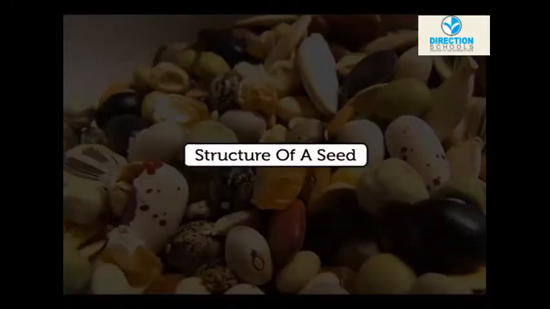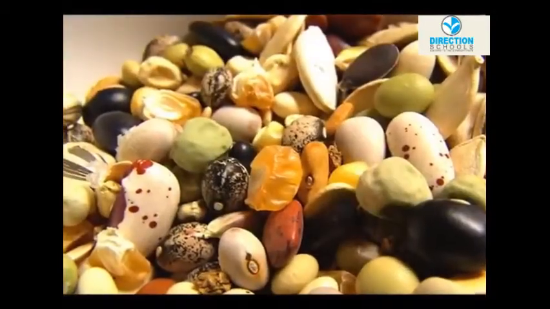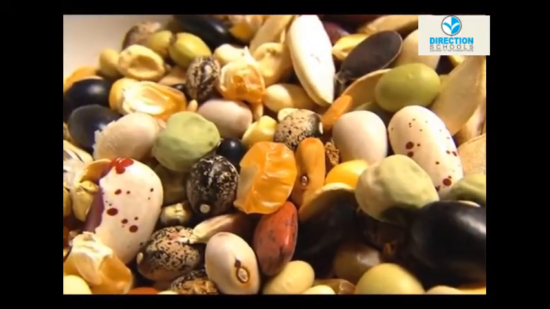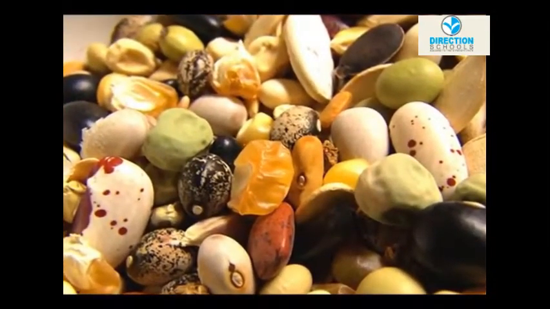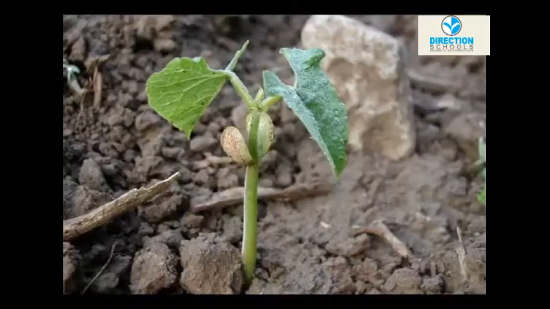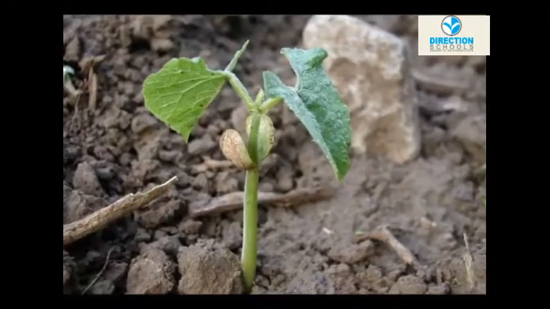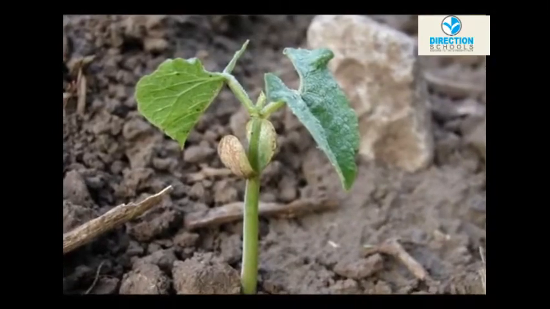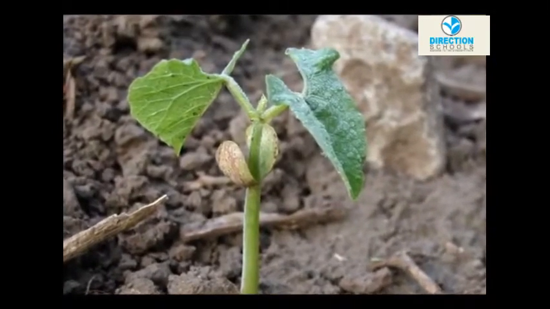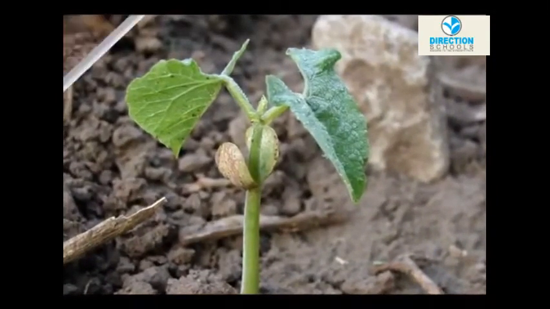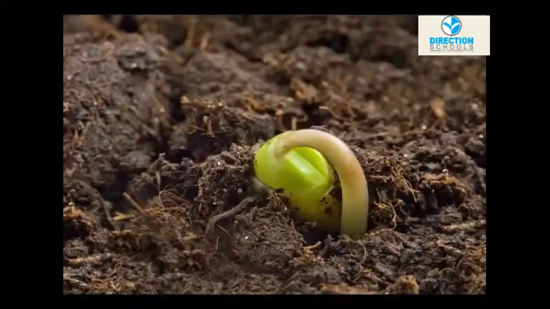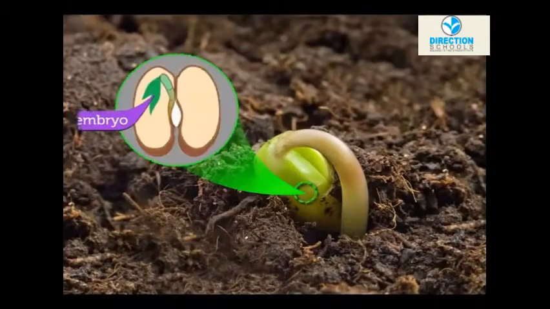Structure of a seed. Seeds are like parcels with tiny plants inside. Every seed contains whatever it needs to start growing into a new plant. The baby plant inside the seed is called the embryo.